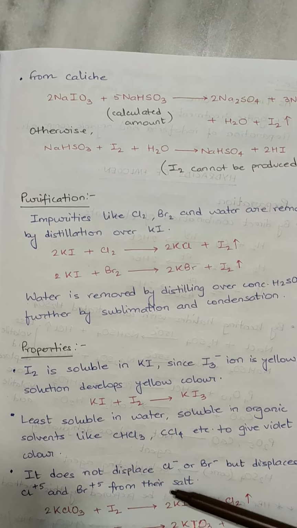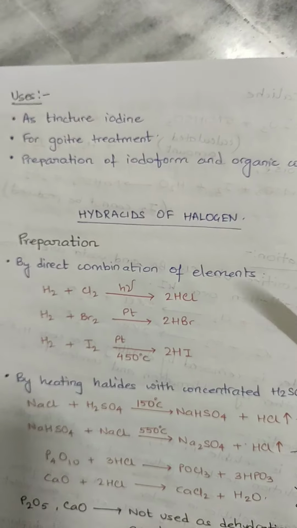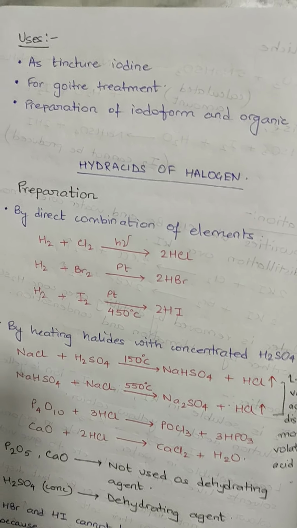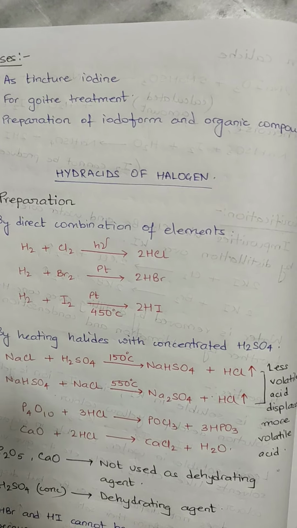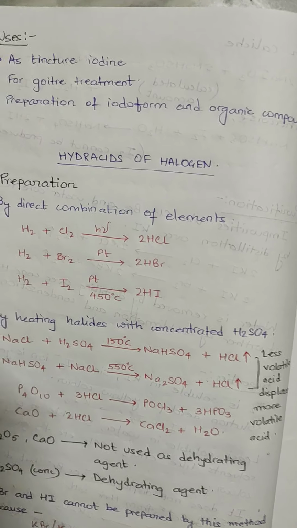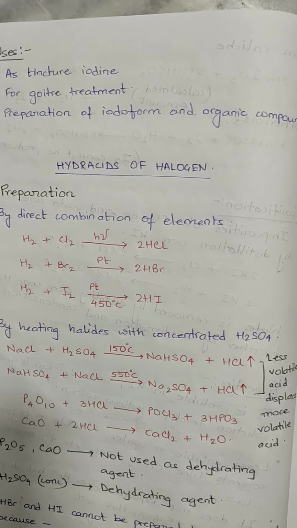Right? Next we move into the last, that is the uses of iodine. Iodine first uses, it is used in medicine as tincture of iodine for goiter treatment, that is for thyroid problem you take iodine medicines. And next is for the preparation of organic compounds and definitely iodoform, which is a very important ingredient for organic tests.